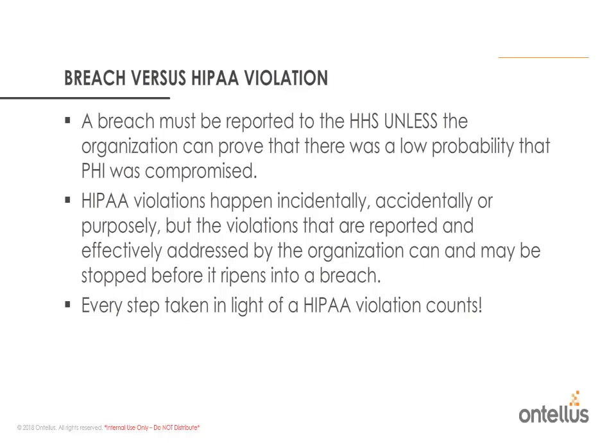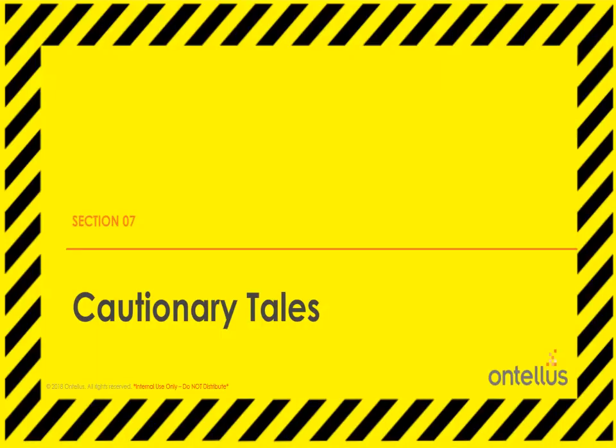HIPAA violations, on the other hand, happen incidentally, accidentally, or purposely, but violations that are reported and effectively addressed can and may be stopped before they ripen into a breach. Every step taken to address a HIPAA violation counts. Here are real-life cautionary tales.